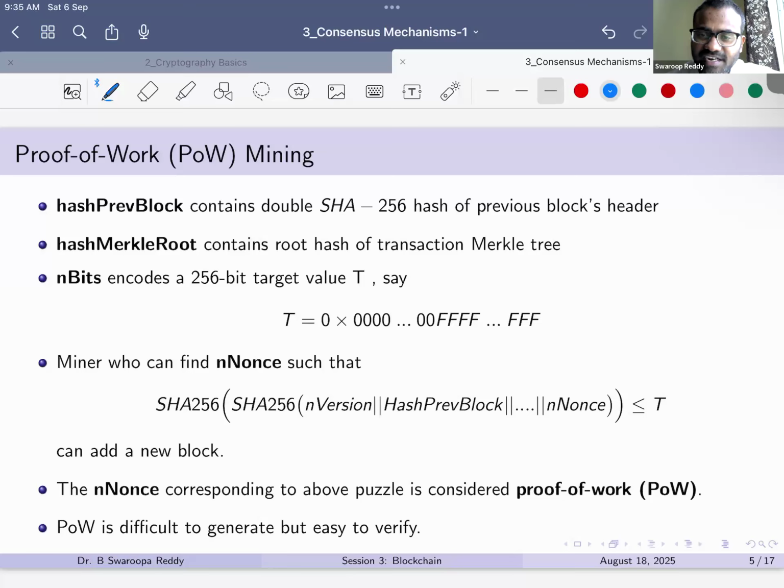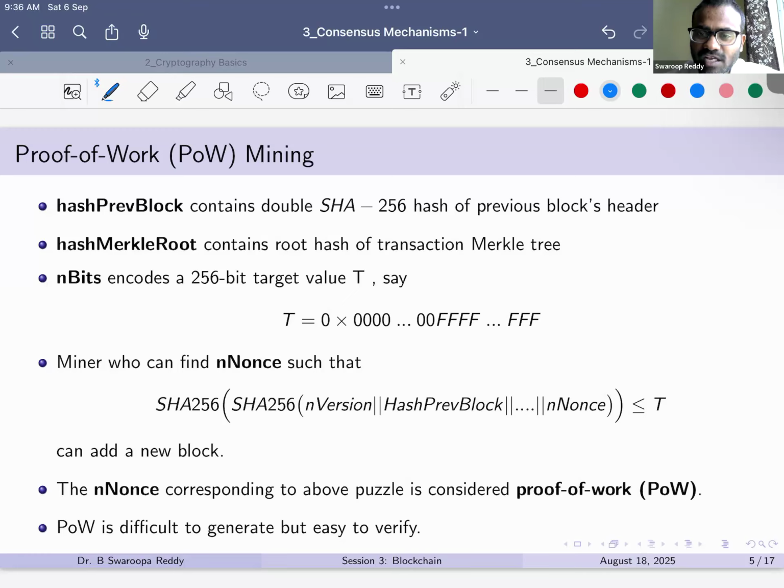If this condition is satisfied, then he has succeeded in this puzzle. If this condition doesn't hold, for example, if the double hash of all these values is greater than t, then he will change the n nonce value. So for example, in the beginning the n nonce value is 1, then he will change it to 2. Then he will again compute this double hash and again compare with the t. Once it works, he has succeeded in the puzzle. Otherwise he again changes the value of the n nonce to the next value, 3. If he succeeds, he will broadcast. Otherwise he will go to the next value of the n nonce.